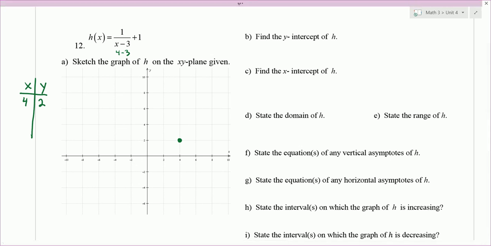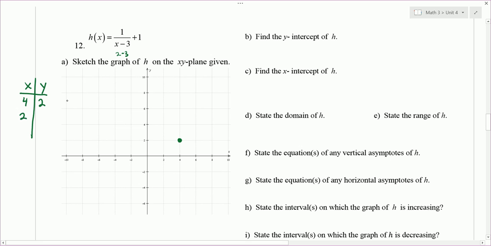What would another easy number be to divide 1 by? How about negative 1? So if I have 2 minus 3, that would be a negative 1. So if I plug in a 2, I get 1 over negative 1, which is negative 1, plus that 1, so we end up with (2, 0). Okay, so there's another point we go through.